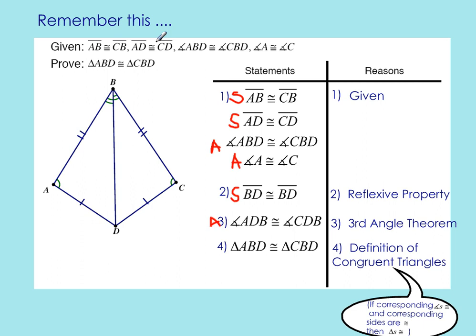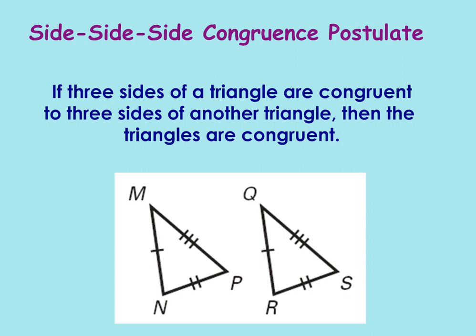Even though we were given a lot of this information, we still had 6 things that we needed to prove before we can say that the triangles were congruent based off of the definition of congruent triangles. So what we are going to learn today are actually what you can consider a couple of shortcuts to proving this. The first one being the side-side-side congruence postulate.